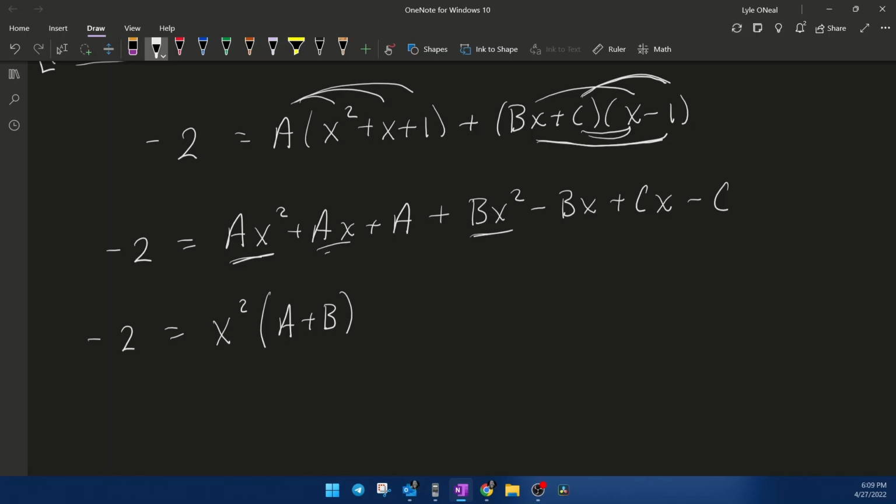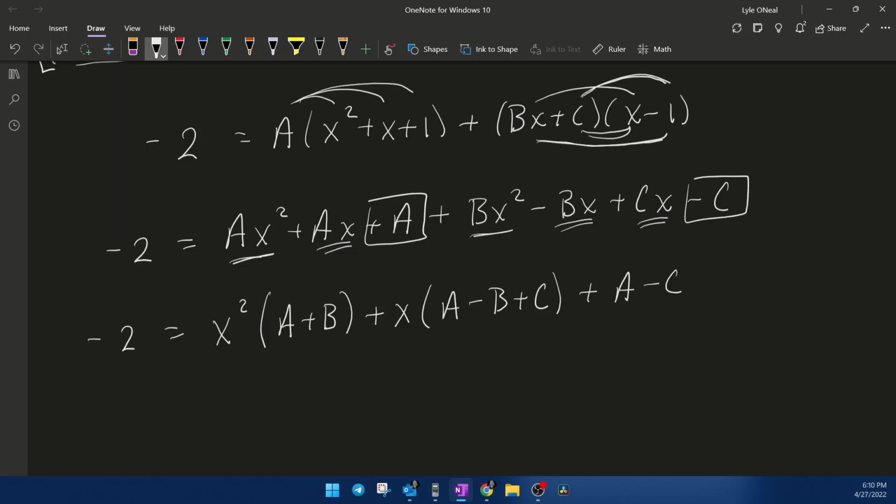Next, I've got an ax minus bx plus cx. All three of those terms have an x. So I'm going to factor out the x, and that will leave me a minus b plus c. And then I've got my constants. I've got a plus a and a minus c. Now understand, both of those together represent the constant. This is my coefficient of x. This is my coefficient of x squared.